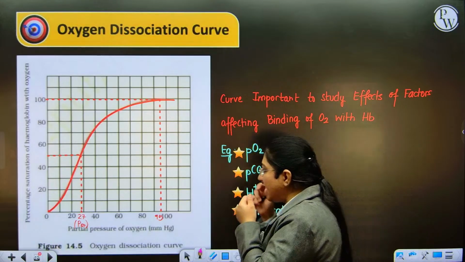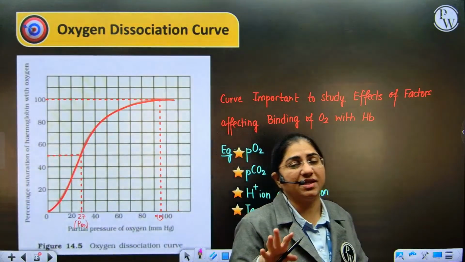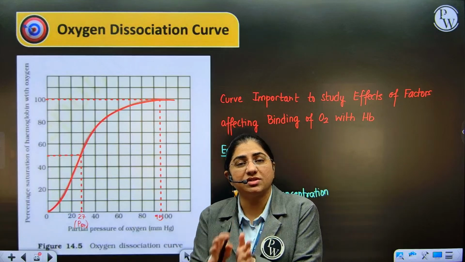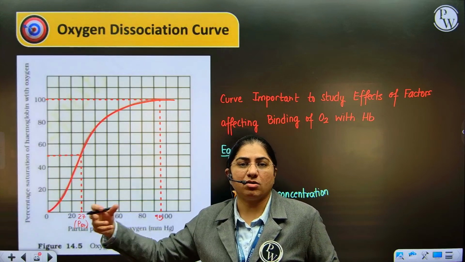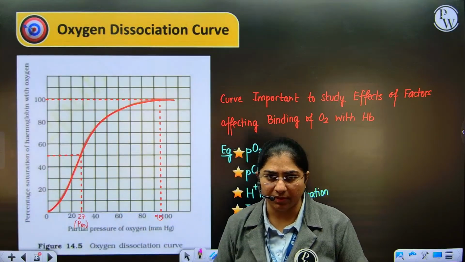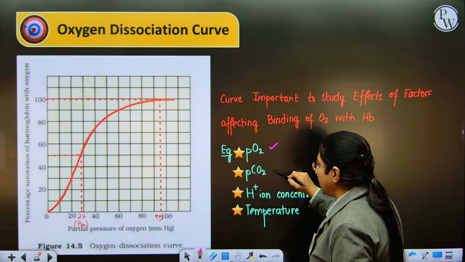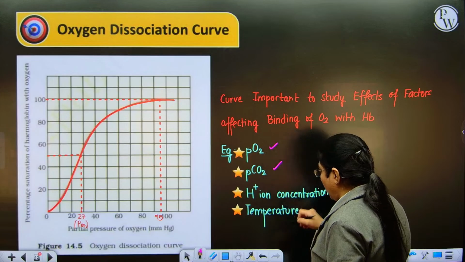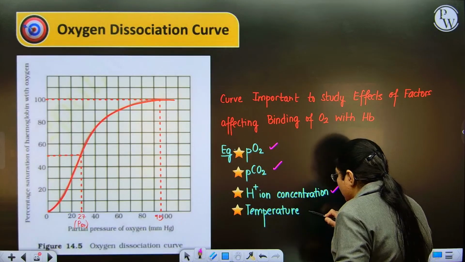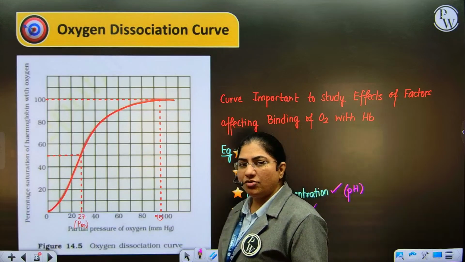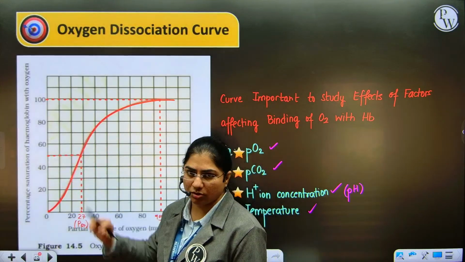Now, I just told you that other than partial pressure of oxygen, there are other factors that also make an impact on how much oxygen binds with hemoglobin. What are the other factors? The other factors are partial pressure of oxygen, partial pressure of CO2, H plus ion concentration, thereby the pH, and also temperature. How do we understand that? Let us first understand the binding of oxygen with hemoglobin.